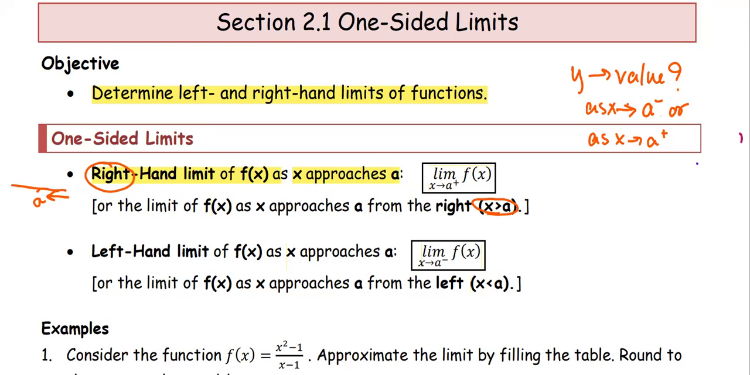On the other hand, for the left-hand limit of the function f of x as x approaches a, we look for the function value as x approaches a from the left side. The notation is the limit of f of x as x approaches a from the left, or a negative. So the superscript negative sign represents x coming toward a from the left side.